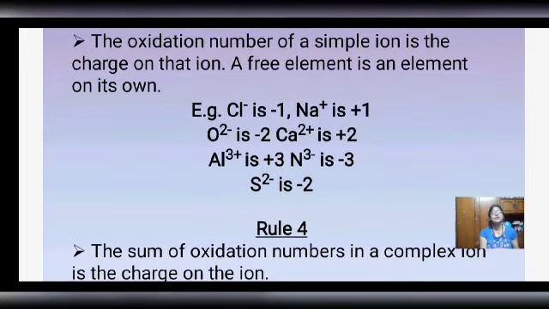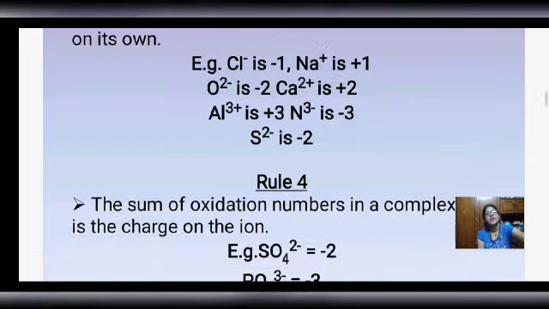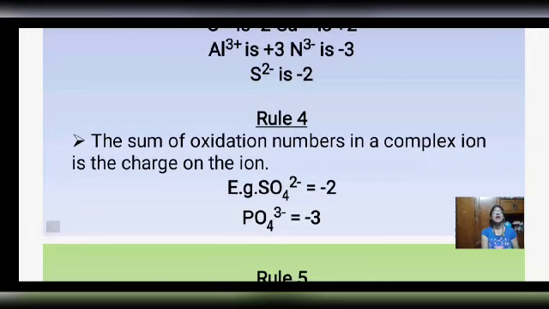So is the case of O2 minus, calcium 2 plus, aluminium 3 plus. Aluminium 3 plus is assigned +3 positive charges, so its oxidation number is +3 and so on. Coming to rule number 4, the sum of oxidation numbers in a complex ion is the charge on the ion. So, considering a complex ion, SO4 2 minus.